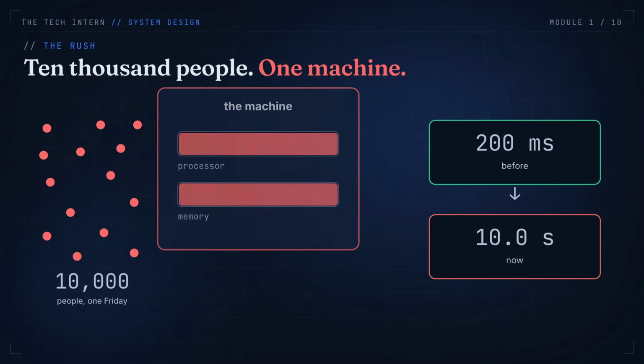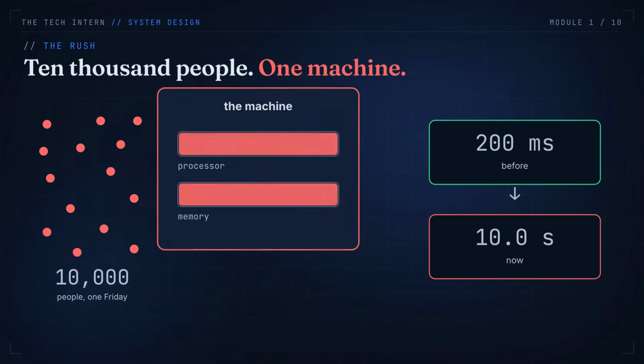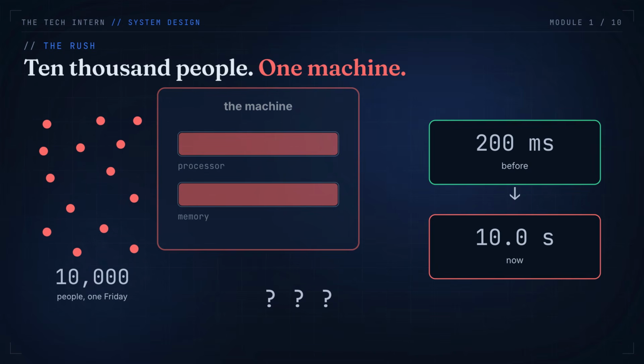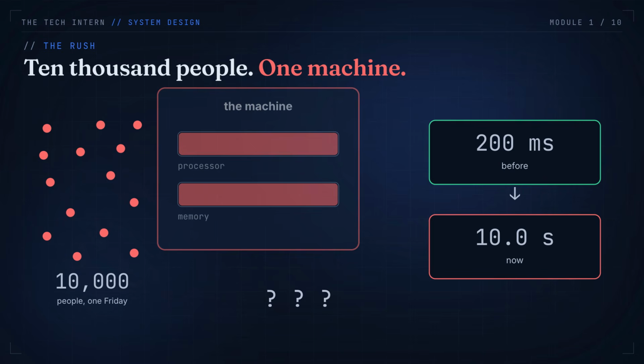But broken isn't one thing. And this is the part that matters. There are 3 completely different ways this one box is failing right now. Each one has a name and each one has a fix. And honestly, that list of fixes is basically the entire field of system design.